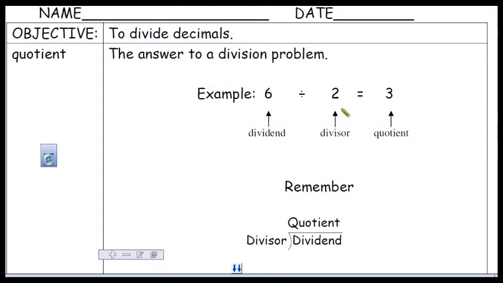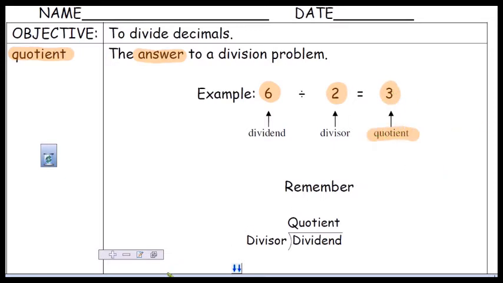The quotient is one of the vocabulary words that you should know by now. But if you don't know, here's the word and here's the definition. The quotient is the answer to a division problem. So if we have 6 divided by 2 and we get 3, the 3 is my quotient.